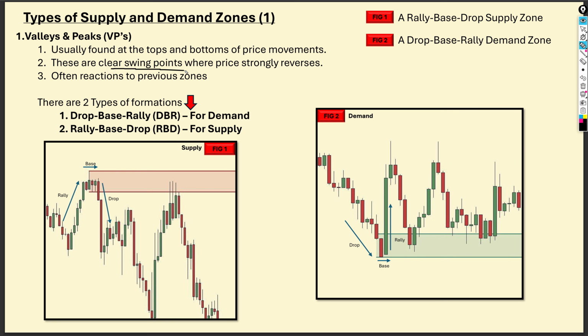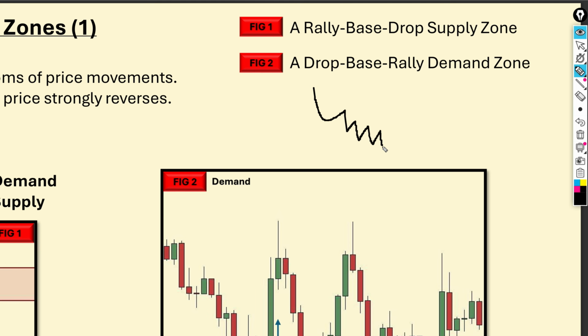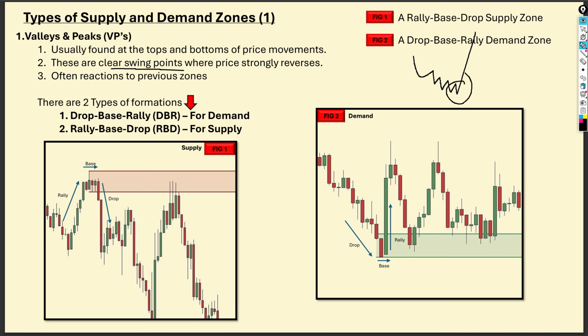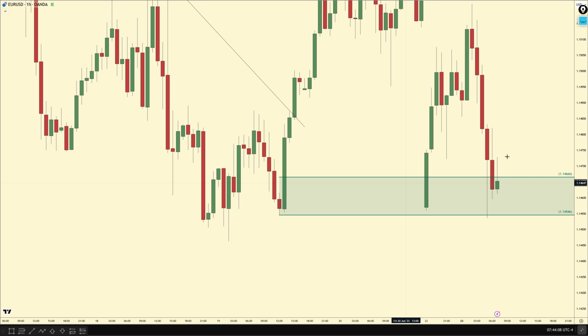So these are the two types of zones we'll be using for the peaks and valleys, and these are clear swing points where price strongly reverses, right? Because if price is trending down, then all of a sudden we get a nice massive move up. That's a very strong move in my opinion. The issue with these zones is that it is often a reaction from a previous zone or previous area.